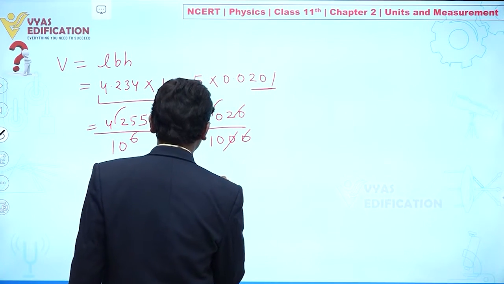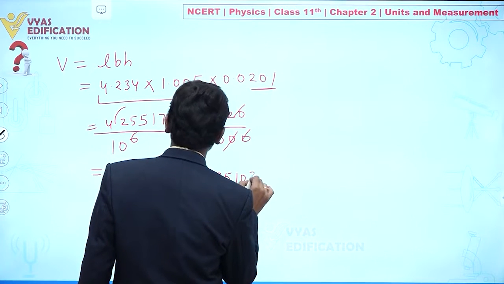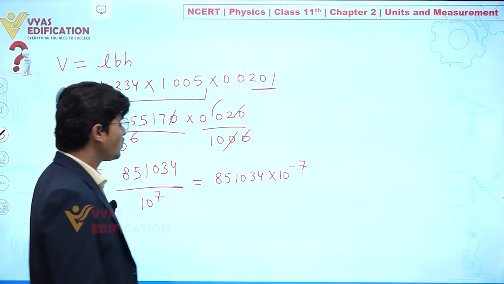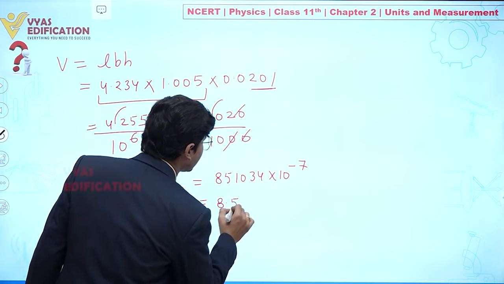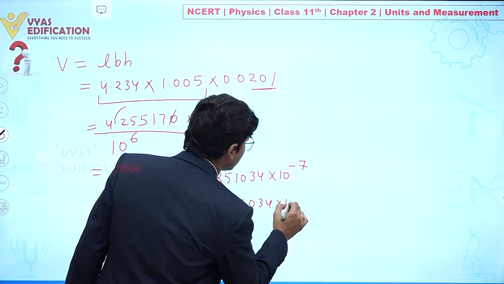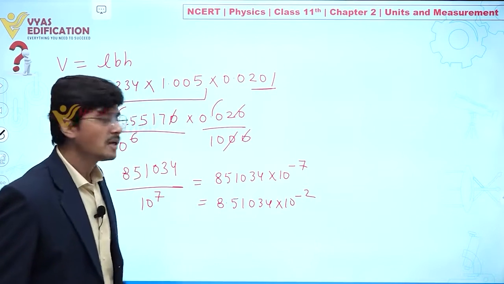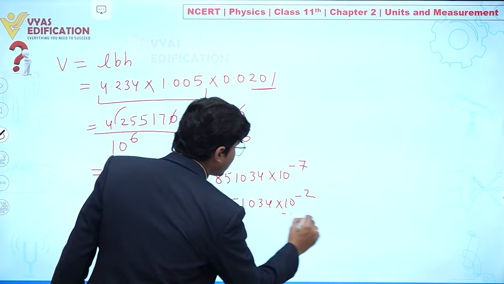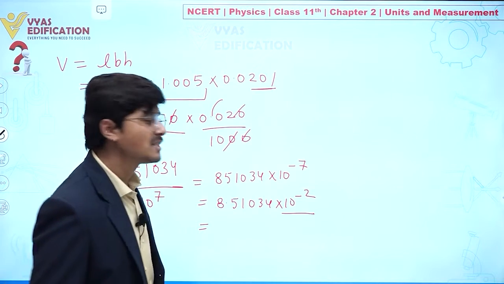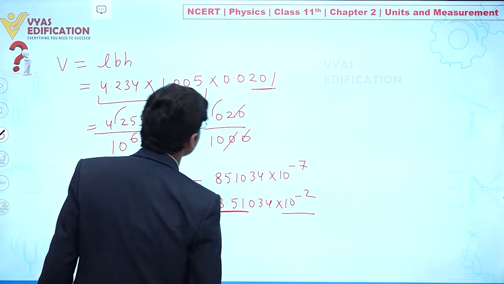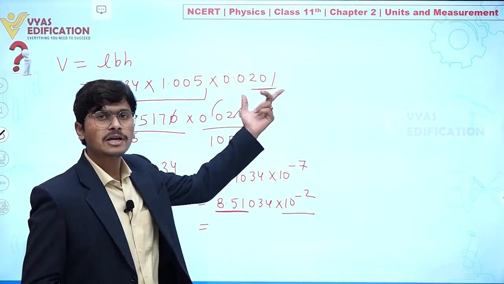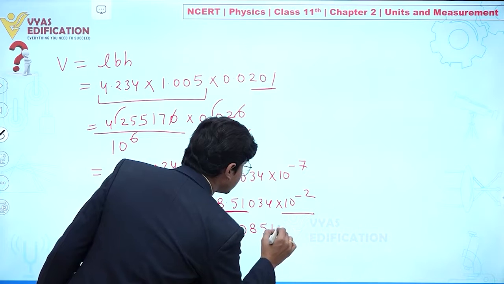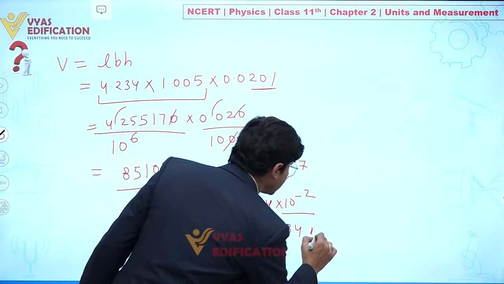So we can write it like this: 851034 into 10 to the power minus 7. Now we can also write this as 8.51034 into 10 to the power minus 2. We are dividing by 10 to the power 5 and multiplying with 10 to the power 5. Now we know order of magnitude will not be considered as significant. I can say we need only up to 3 significant figures. So the answer will be 0.0851034, and this is in meter cube.